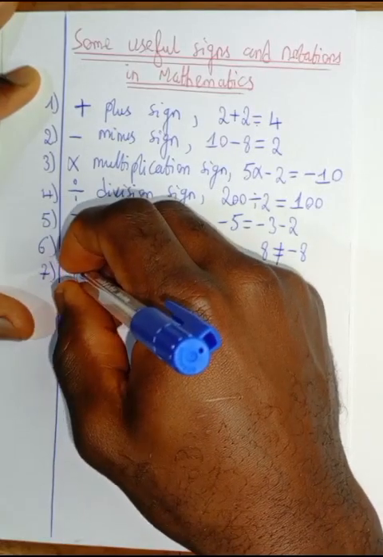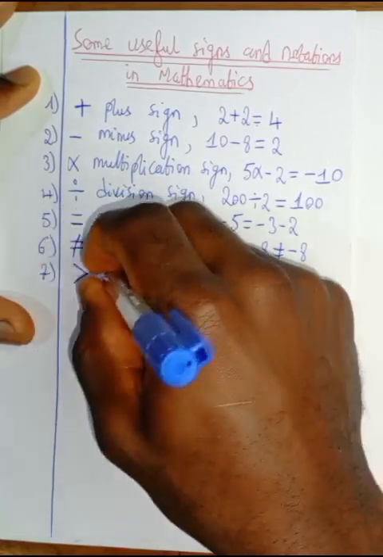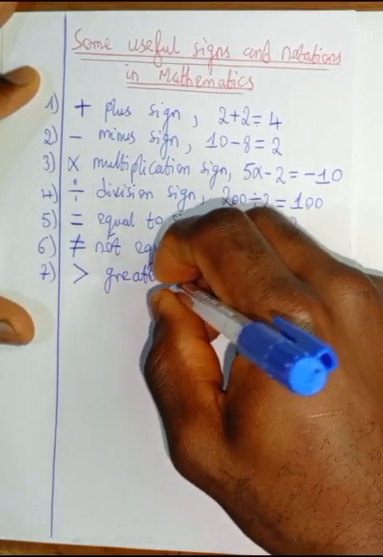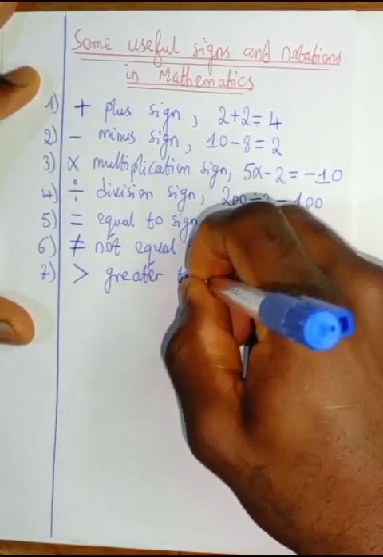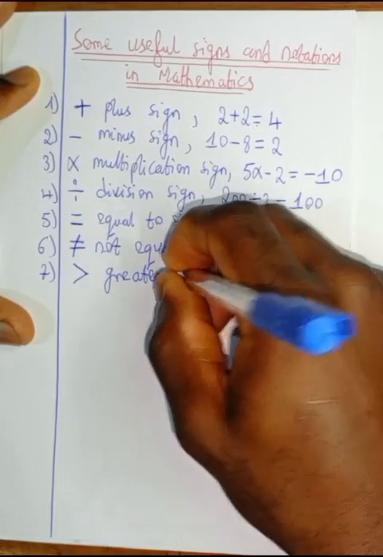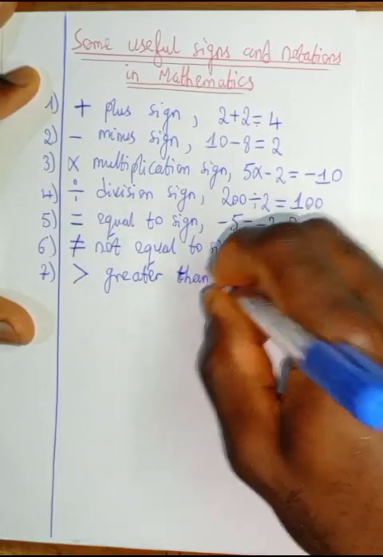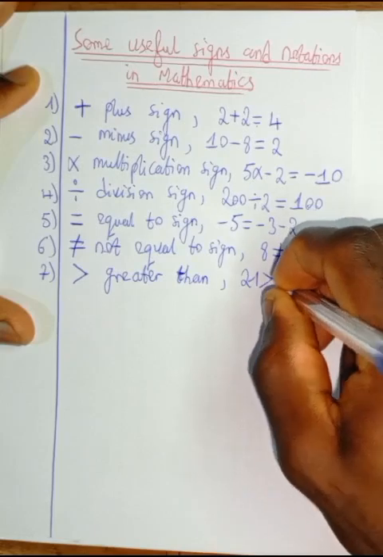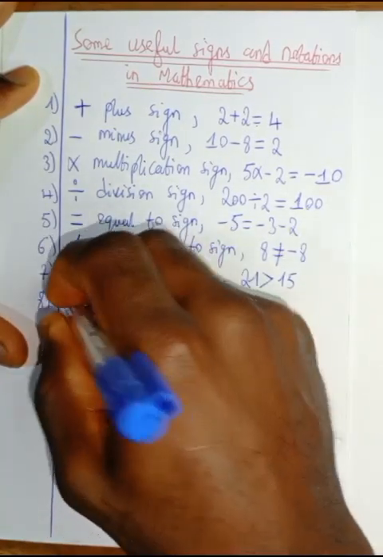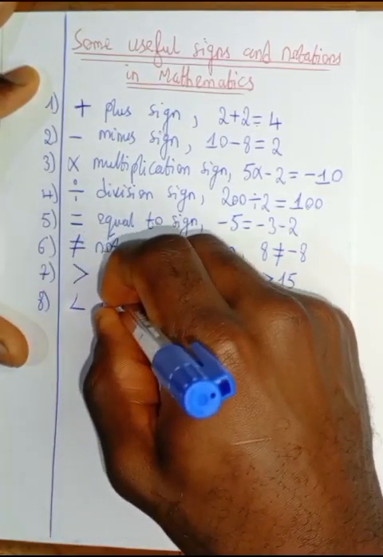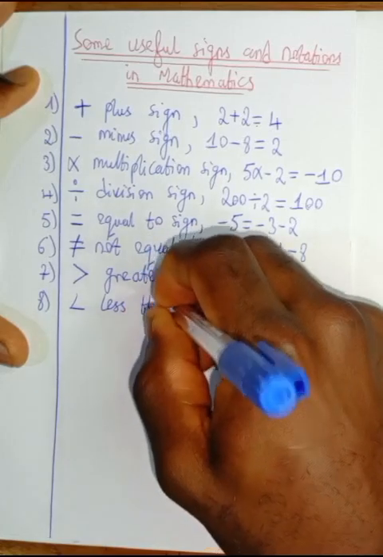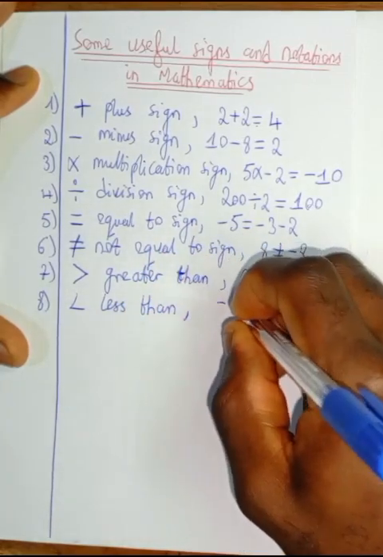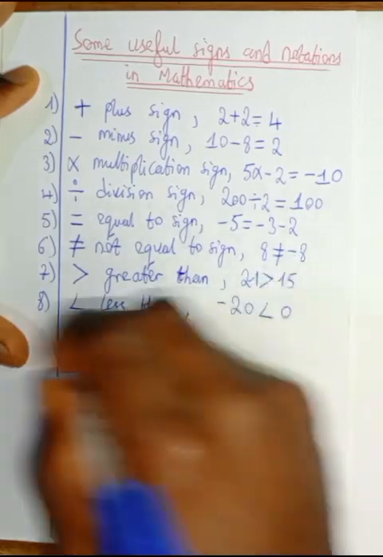7, we have the greater than sign. We make use of this sign when comparing two numbers, which one is greater than the other. For example, 21 is greater than 15. Go to 8, we have the less than sign. For example, negative 20 is less than 0.